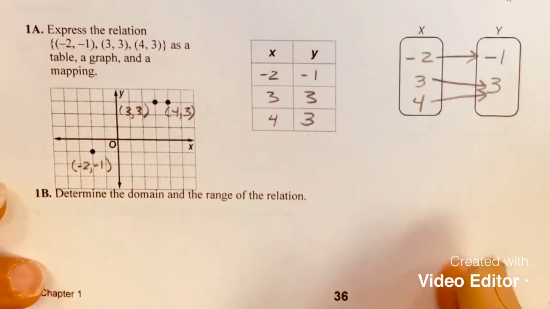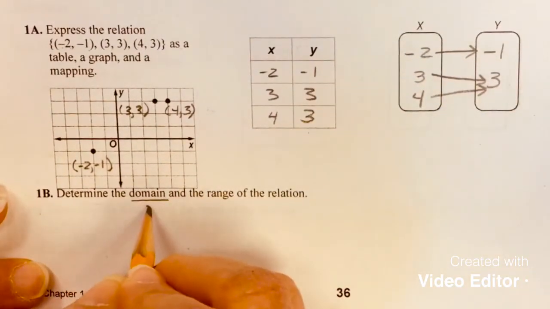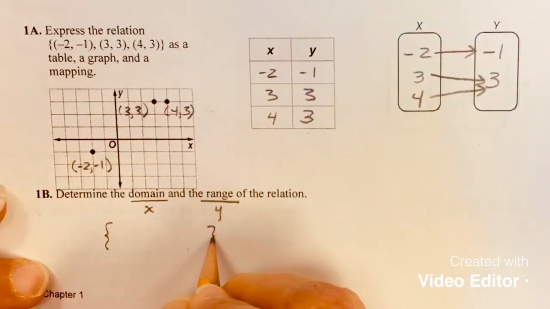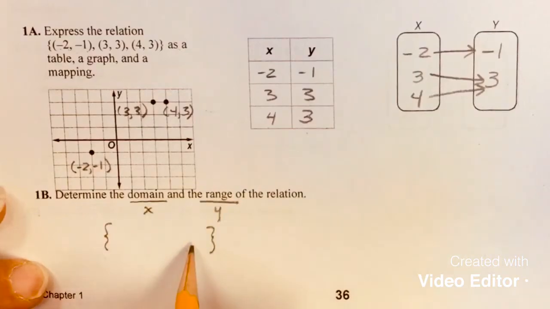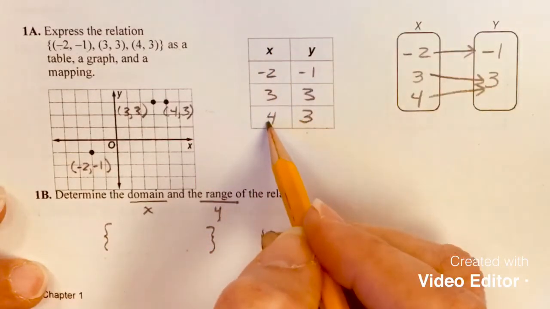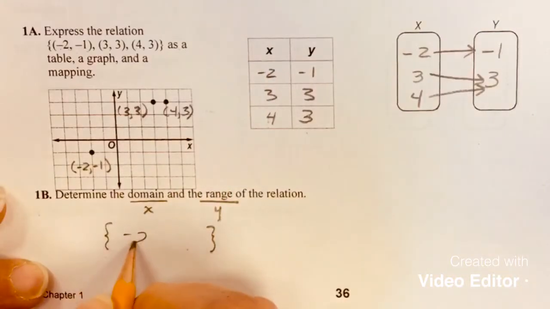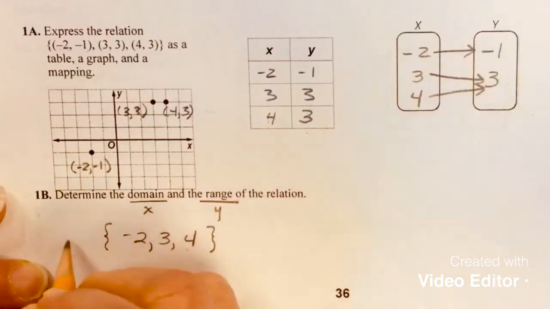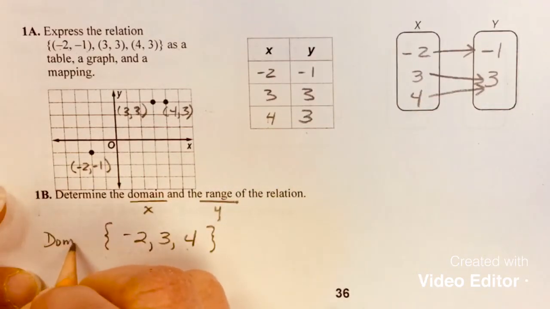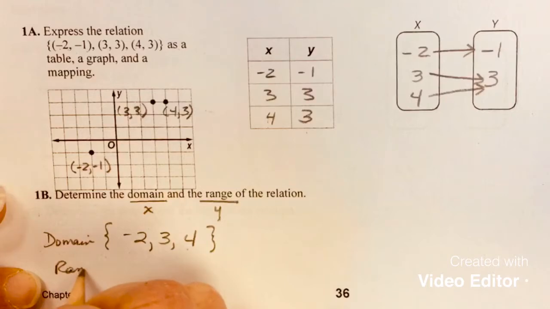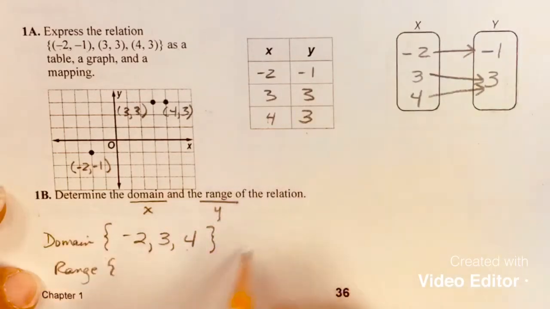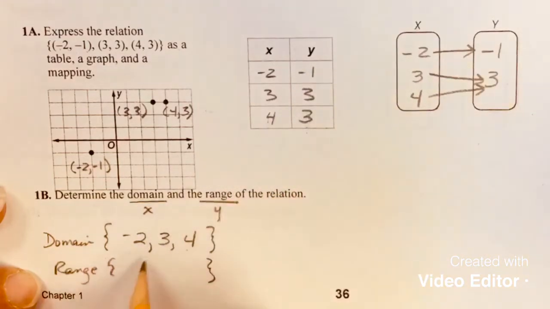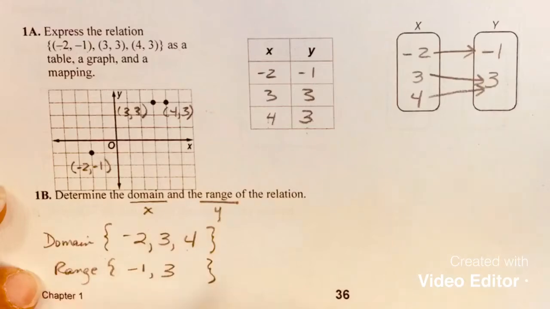And then the last part is giving the domain and range. Remember, your domain is your x, your range is your y. If we were to list these in a set, we normally want to go from least to greatest. Looking at our x values, our lowest number would be -2, our next highest would be 3, and our highest would be 4. So this is our domain. Then this next part is our range. You do the same, listing them from least to greatest and only listing the numbers once. So it would be -1, 3.